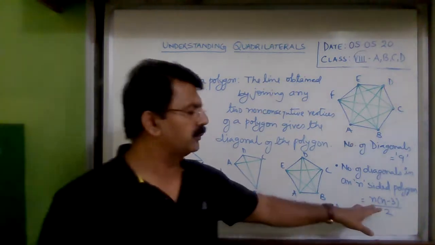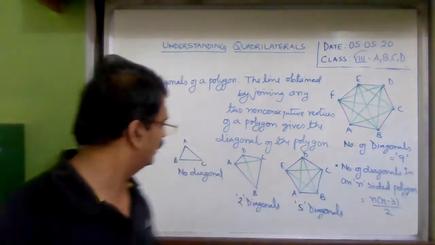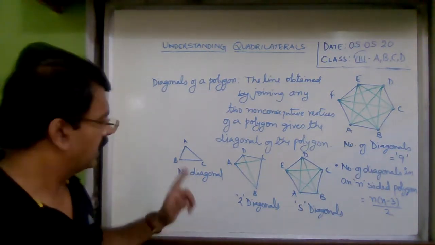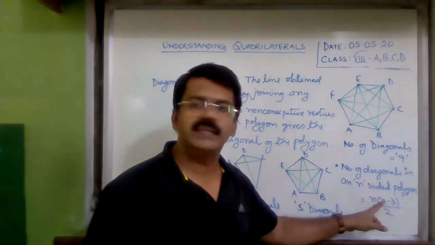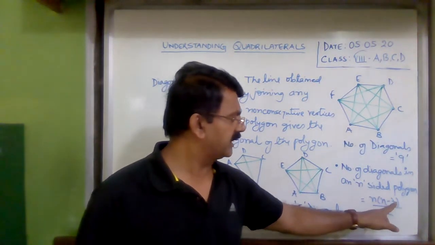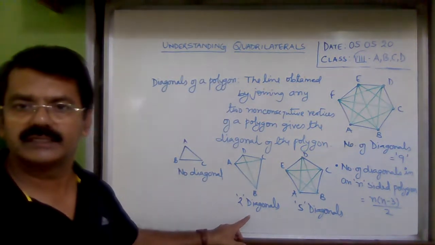3. So, if you put 3 over here, 3 minus 3 becomes 0 and everything is 0. So, no diagonals are there. Now, in a quadrilateral, there are 4 sides. So, in place of n, if you write down 4, so 4 minus 3 will be 1. 4 upon 2 will be 2. So, you can see there are 2 diagonals.